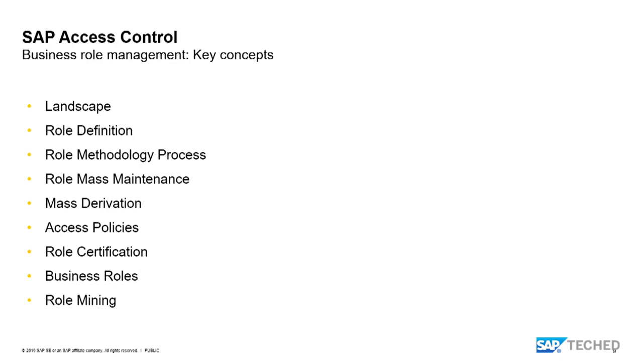We have capabilities like mass maintenance and mass derivation, because in the end, you're not working with one role. You might work with a large number of roles that you want to update, or maybe that you also want to create based on organization value maps and so on.